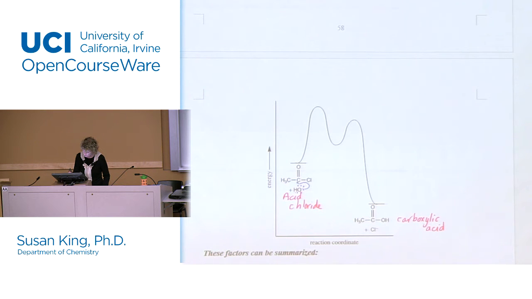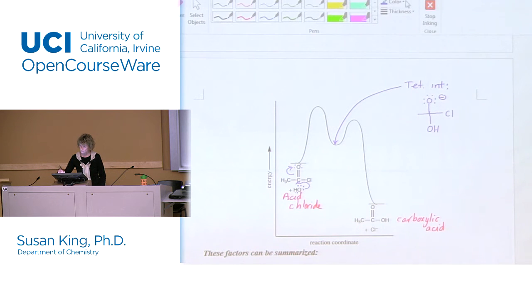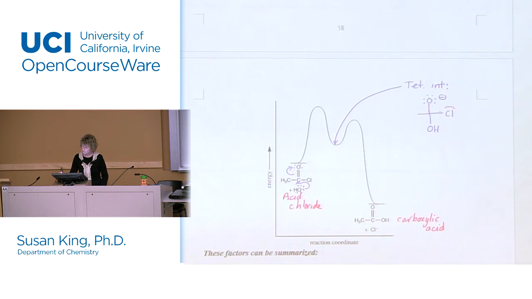Hydroxide's going to attack. I put these too close together, but you get the idea. Hydroxide's going to attack the carbonyl here, so this is our tetrahedral intermediate. Let's draw it. What's the best leaving group? Chloride's the best leaving group. And so that's what's going to happen.